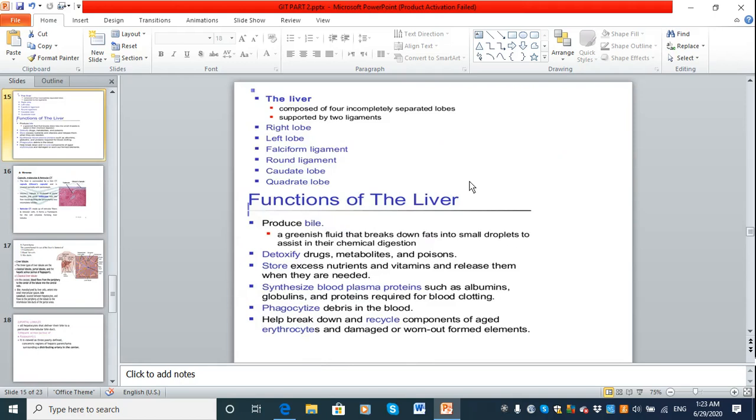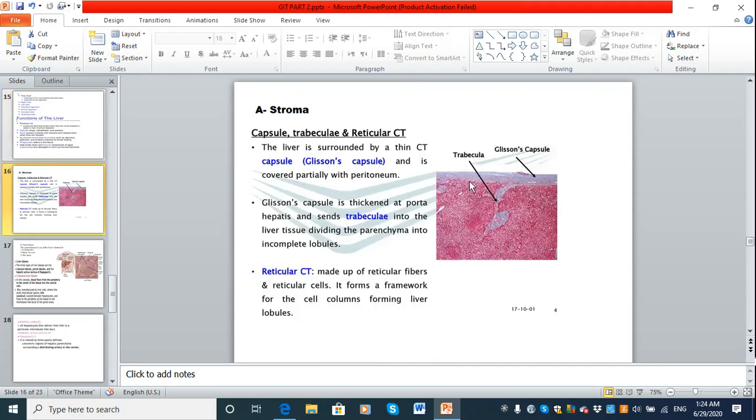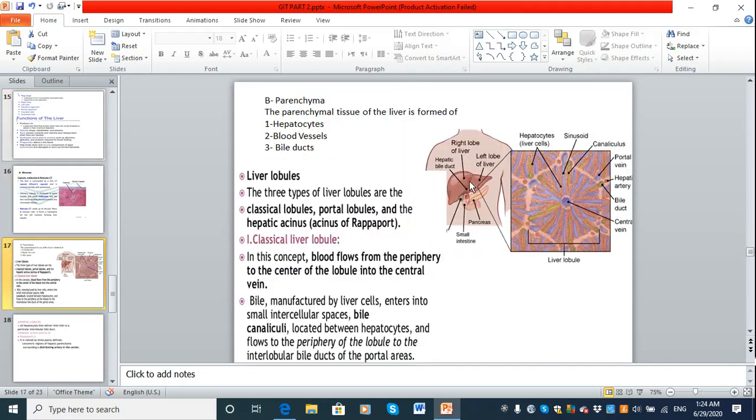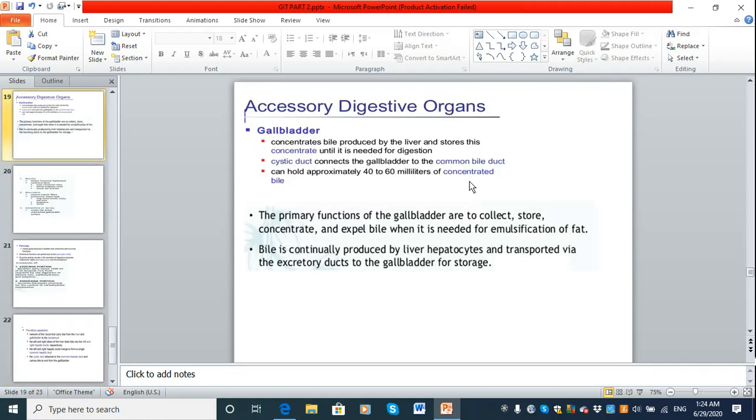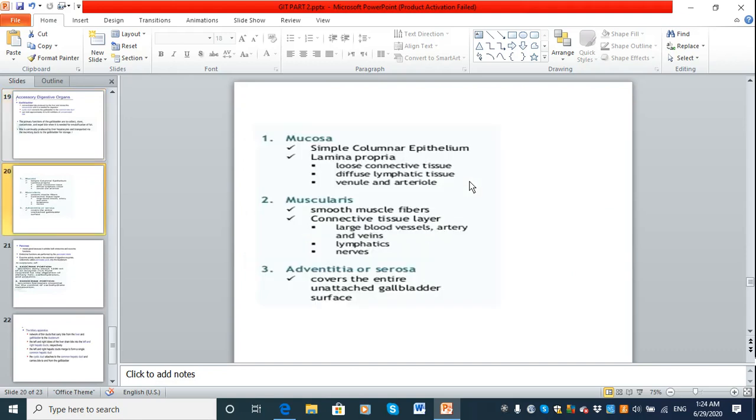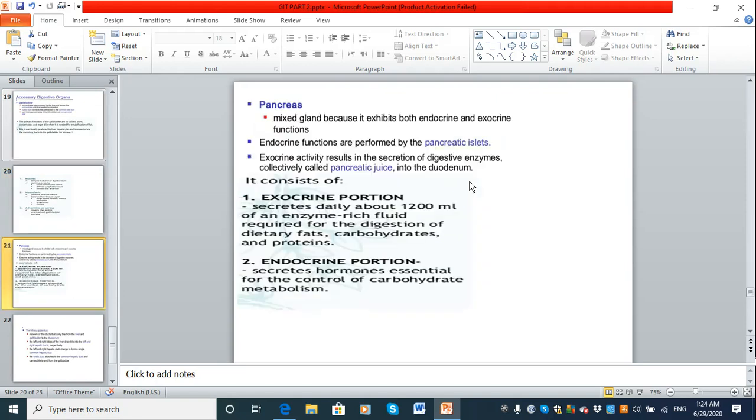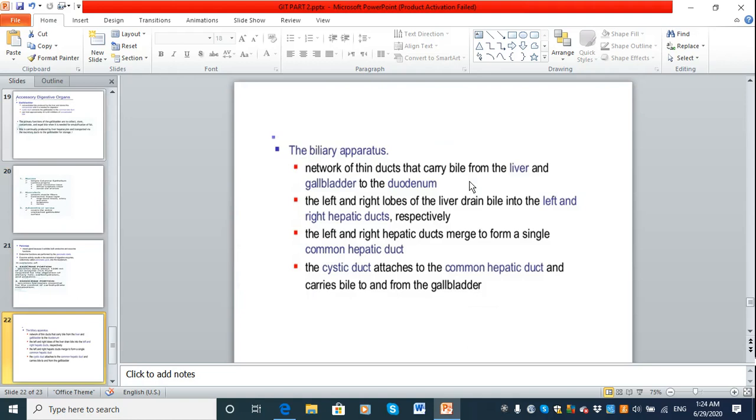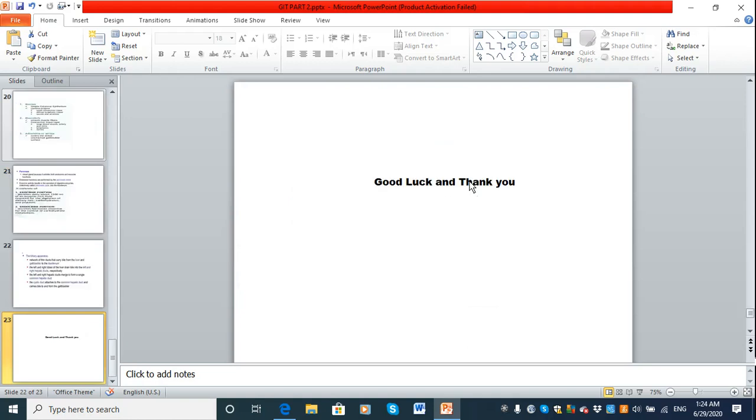For the liver, I want the introduction and function of the liver. Stroma is the first part, the second part is parenchyma, just for knowledge, and then the accessory digestive system for the gallbladder. This one is very important, so give all definitions about the gallbladder. The mucosa, muscularis, and serosa are just for knowledge. The pancreas is important as a definition, and the final slide is important.